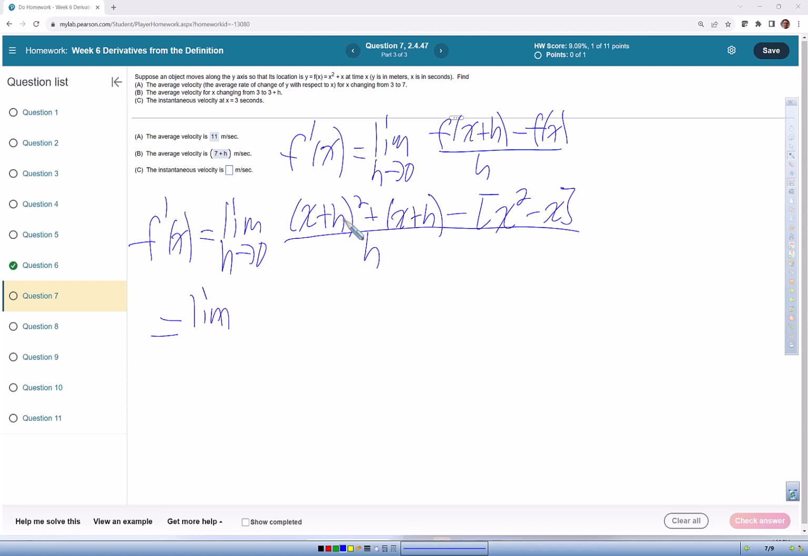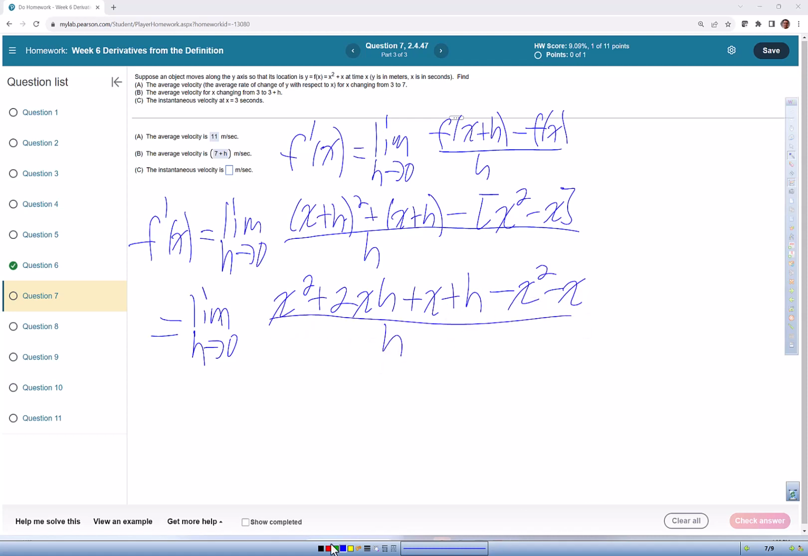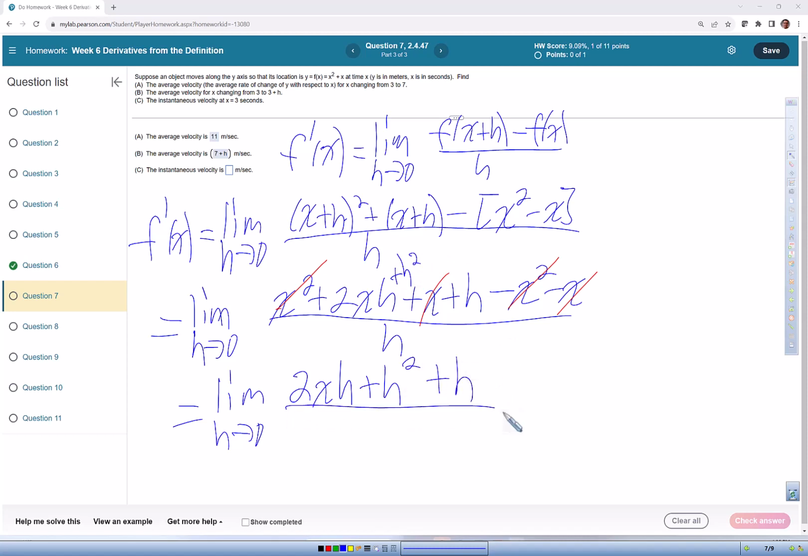Distribute out the binomial squared: x squared plus 2xh plus h squared, plus x plus another h, minus x squared minus x all over h. We can simplify. x squared minus x squared is 0. x minus x is 0. And we're left with the limit as h approaches 0 of 2xh plus h squared plus h all over h.